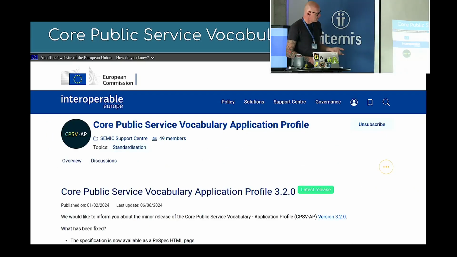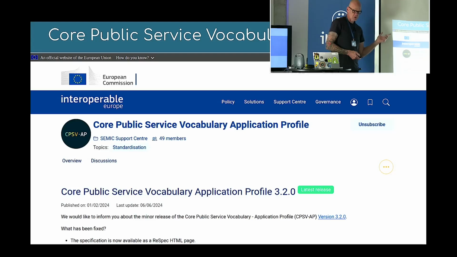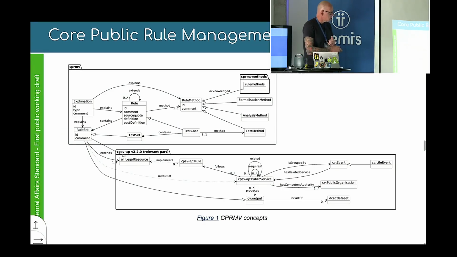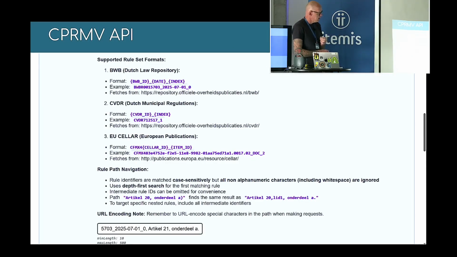And we introduced as an extension, because from the public services perspective, we adopt the European standard Core Public Service Vocabulary, which basically is a metadata description of your public services. We extend that with the Core Public Rule Management Vocabulary. And we even have an API for that. So the Dutch law repository is basically an online repository. The local municipality policy is an online repository, and also the European legislation is an online repository.